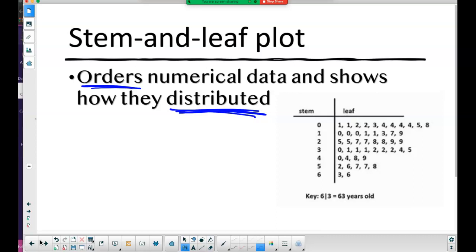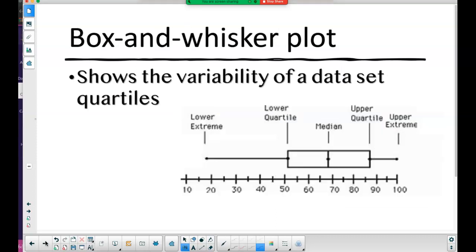Okay? All right, the next type of graph is a box and whisker plot. Have you ever seen one of these graphs? You don't see these very often. It's called a box and whisker plot because it has boxes, and these lines on the end are called whiskers. So box and whisker. Literally that's why it's called that. It shows the variability of a data set in quartiles. What it really means is quartile splits it into fourths. It takes your data and it splits it into fourths.